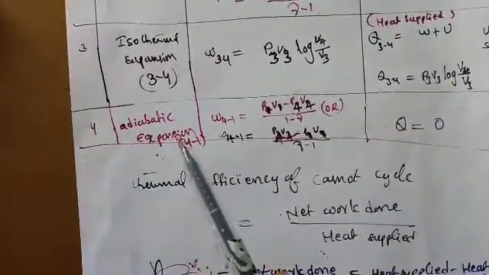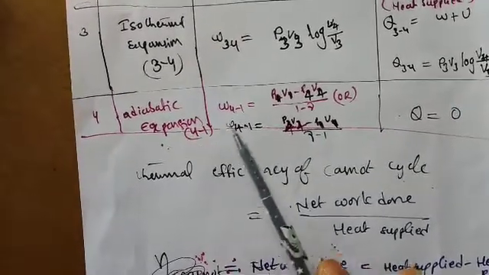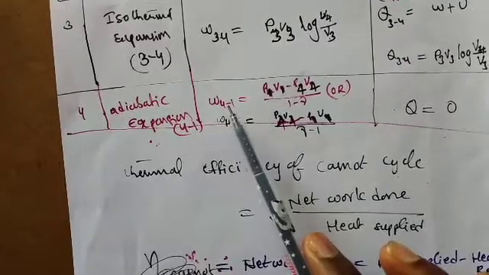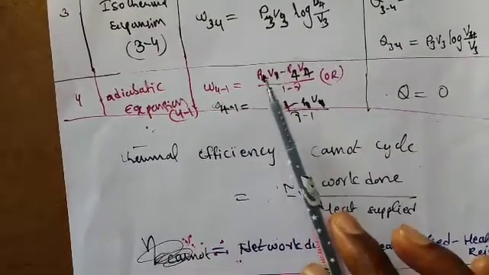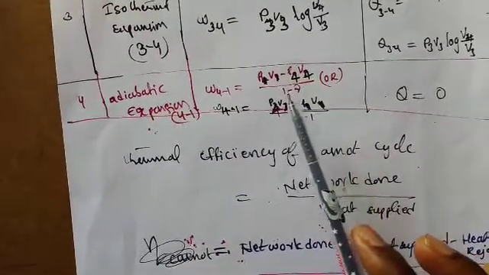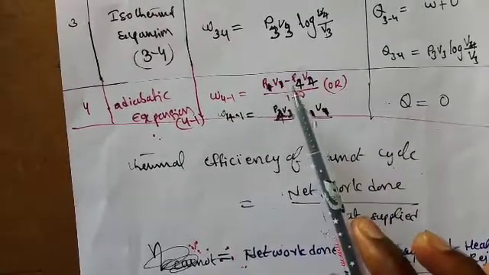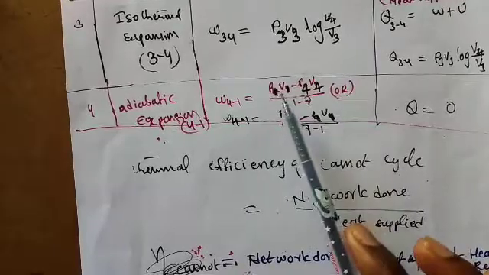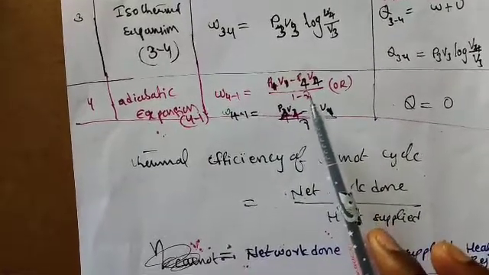The last process is the adiabatic expansion process, that is 4 to 1. Already we know that the total work transfer in the adiabatic expansion process is equal to P1 V1 minus P4 V4 divided by 1 minus gamma. So why P1 V1 minus P4 V4? The volume V1 is higher than V4. That's why P1 V1 minus P4 V4 divided by 1 minus gamma.